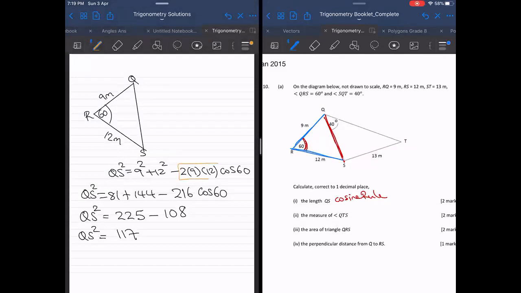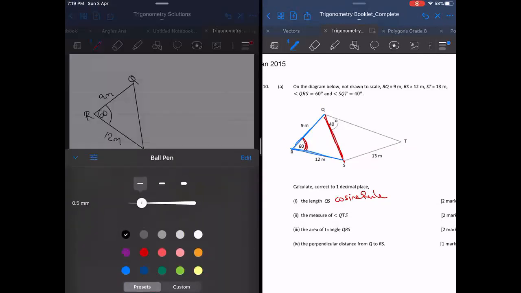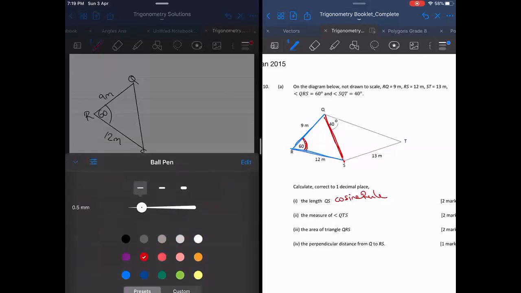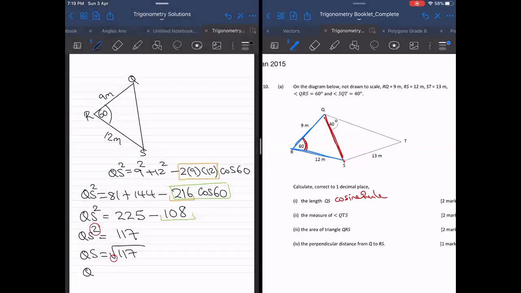All right, so the 2 times 9 times 12, that's 216. 216 times cos 60, that's 108. To get rid of the square, we have to square root. Yes, it should be 10.8.